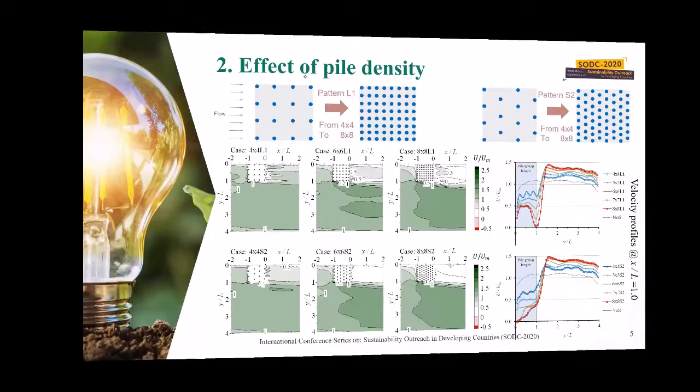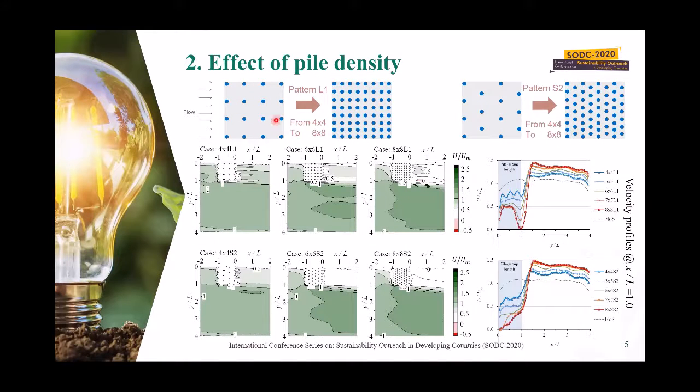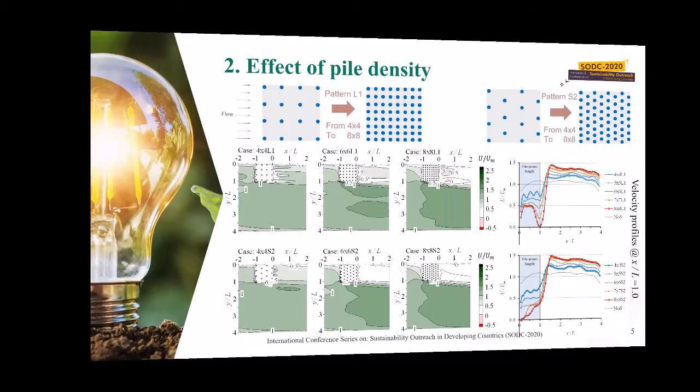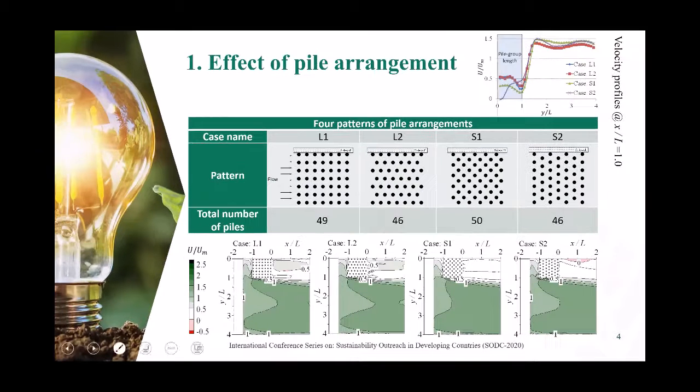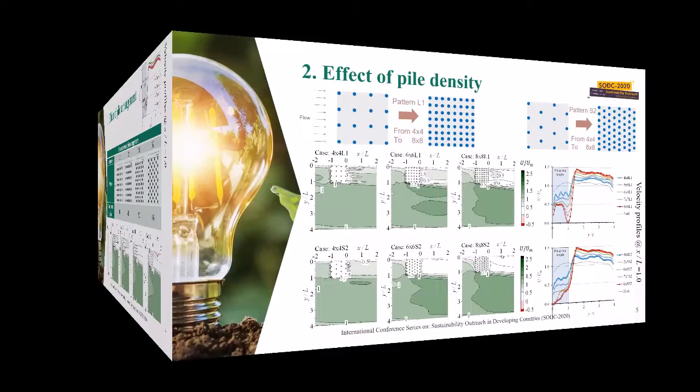To study the effect of pile density, or the effect of the number of piles, we also changed the number of piles in each group from 4 by 4 to 8 by 8, like 4 by 4, 5 by 5, up to 8 by 8, for type L1 and type S2. We picked these two types because L1 and L2 show almost similar flow structure, therefore we picked L1, and S1 and S2 show almost similar, therefore we picked S2. So the next study will be on L1 and S2 to study the effect of the number of piles.